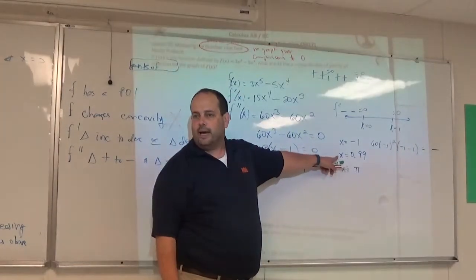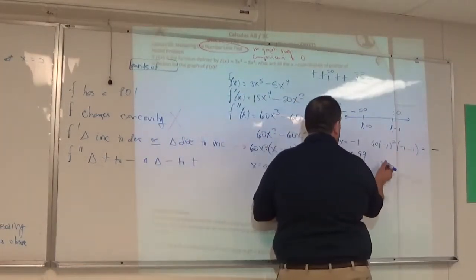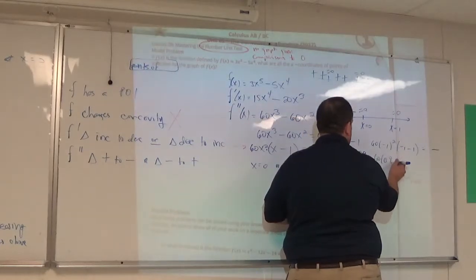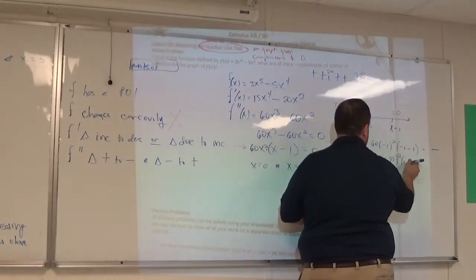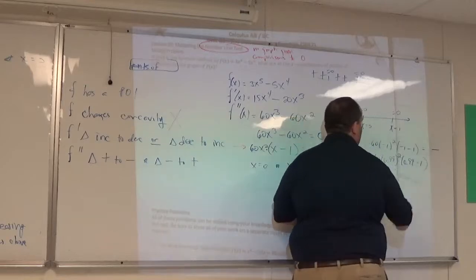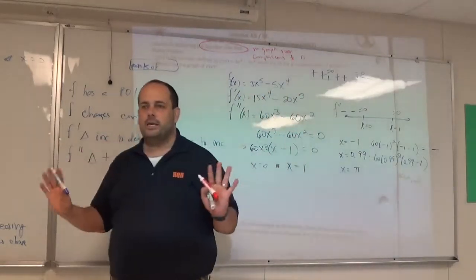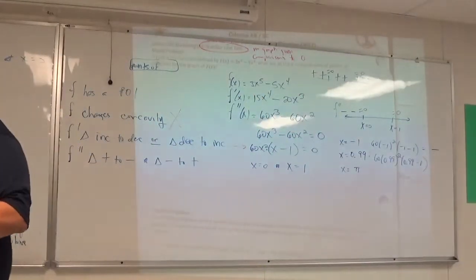Now let's look at 0.99. When you plug it in, 60 times 0.99 squared times 0.99 minus 1. No one in their right mind for this problem would ever pick 0.99, but I'm doing it to prove a point here.